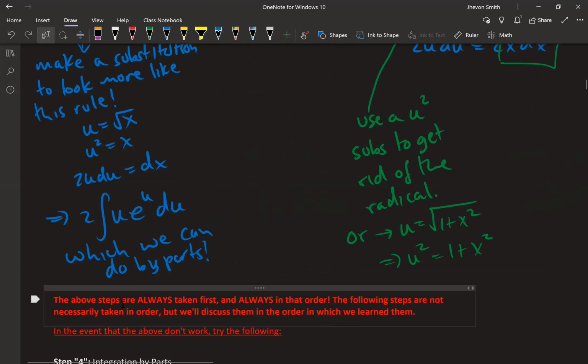Okay, so the above steps, you always do them first, and you always do them in the order that I just told you. First, look for a basic rule. If not, try to simplify it so that it looks like a basic rule. If not, try to see if a substitution is going to work out. And remember, it's not always obvious at first glance that it's going to work out.